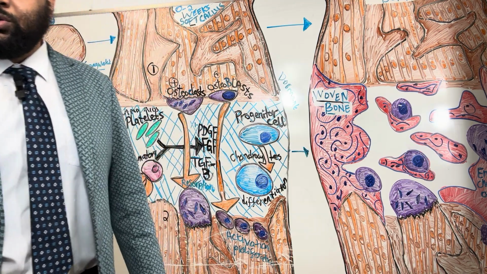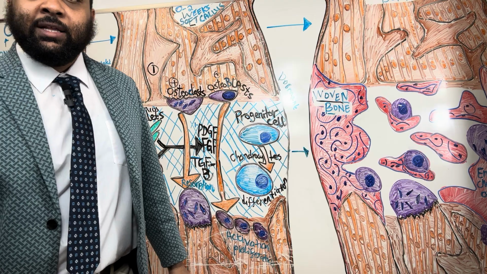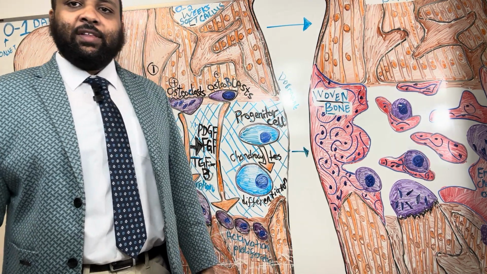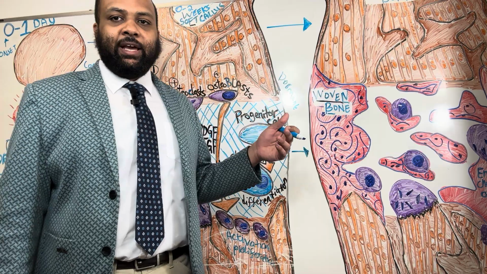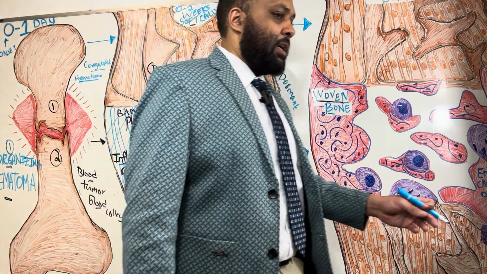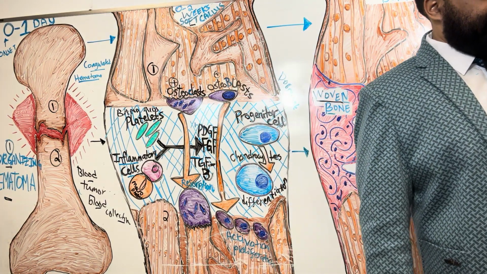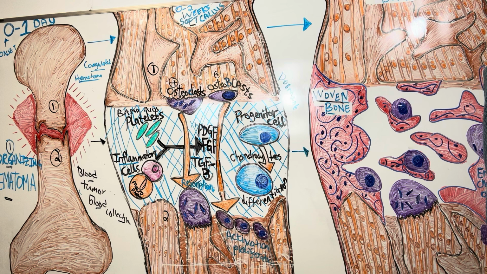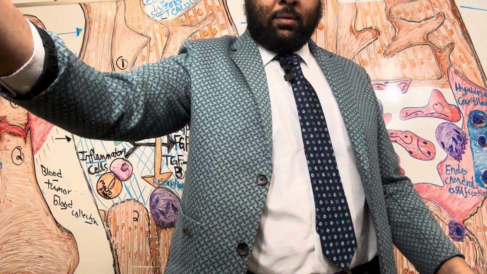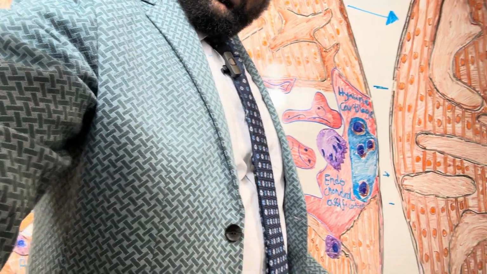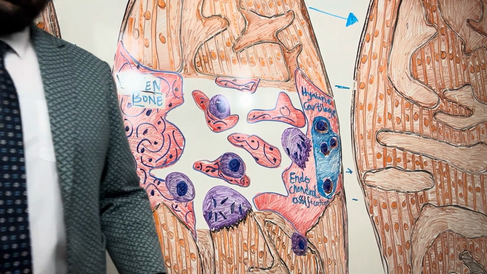Now let's move on to the third stage, and that is known as the bony callus. So if the second stage was the soft callus, the third stage is going to be known as the bony callus. So now let us examine the bony callus. Now, what is bony callus? This is the bony callus stage.